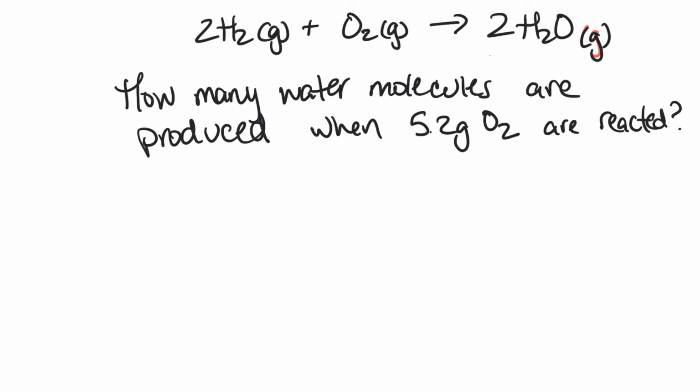Okay, so let's look at another example. How many water molecules are produced when 5.2 grams of O2 are reacted? So once again, highlight your unit so you know where you're coming from and where you're going to. We're trying to get to water molecules, and we're coming from 5.2 grams of O2.